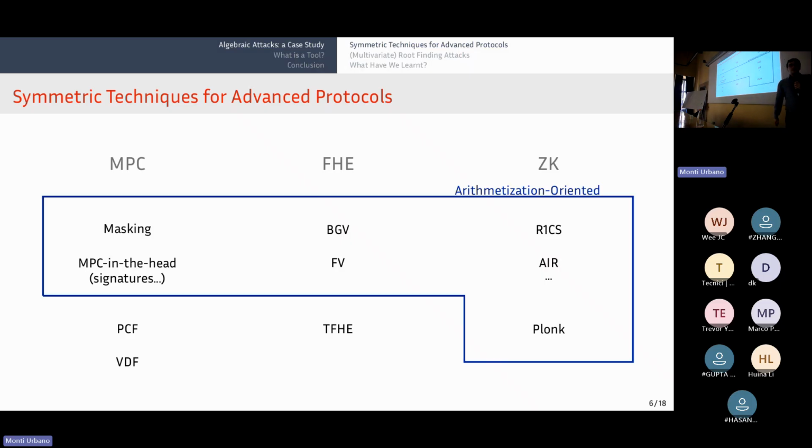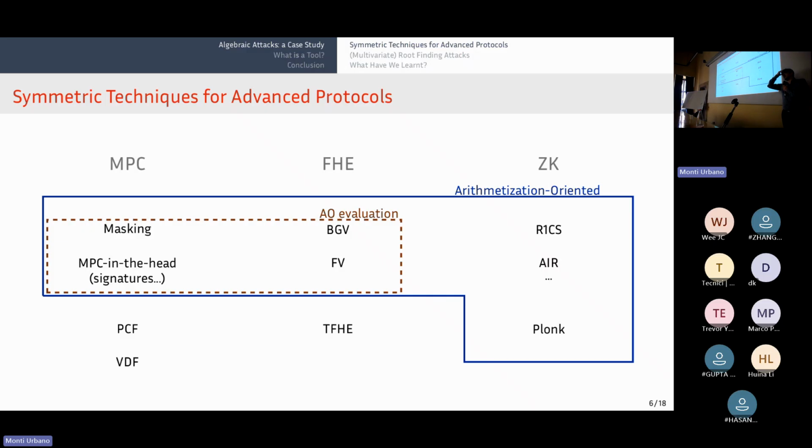The arithmetization-oriented category basically is this blue potato thing. In particular, PCF, VDF, and TFHE don't really fit in here, but it contains a lot of stuff. Yesterday I made a point to say that it doesn't contain everything, today I will also point out that it does contain quite a few things. There is a pretty important distinction in terms of design and in terms of cryptanalysis.